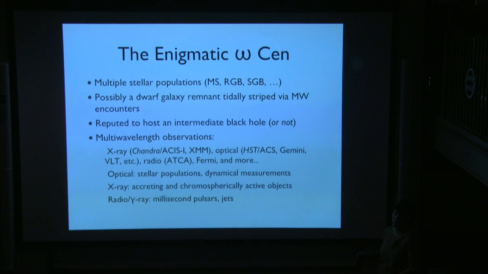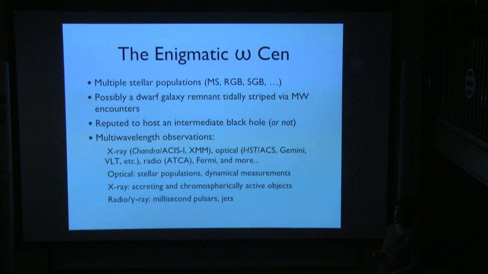So earlier this morning, we were talking about RS CVn stars. Indeed, we have a population of those residing here in Omega Centauri and other galactic globular clusters. The radio and the gamma ray observations probe millisecond pulsars and jet systems, so I won't be talking about this very much. There is a Fermi detection in Omega Centauri.